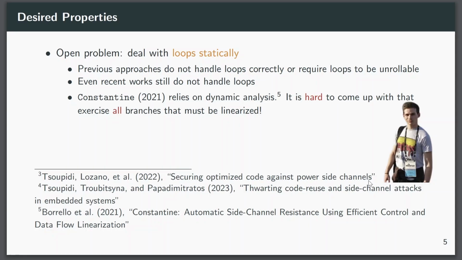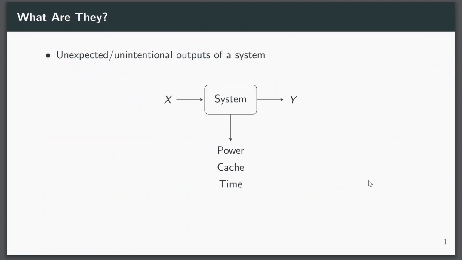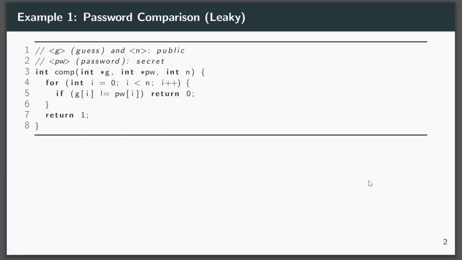In the case of loops, the approach adopted by Constantine is that you first run your program in the training phase with some input, and you compute an initial guess on the number of iterations that the loop is going to perform. Then when you transform the code, you remove every loop exit, and you create a single exit that is going to depend on a number of iterations. So, for example, let me go back to the first example, the password comparison.